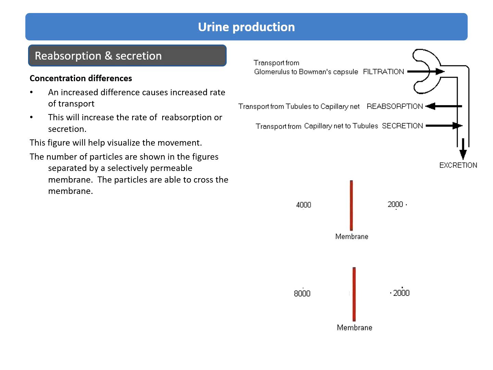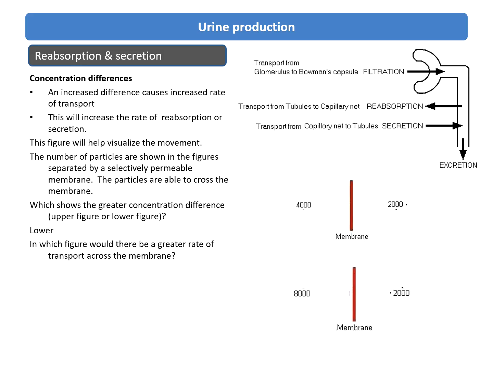The number of particles are shown in the figures separated by a selectively permeable membrane. The particles are able to cross the membrane. Which shows the greater concentration difference, the upper figure or the lower figure? Well, it's the lower figure, 8,000 on one side, 2,000 on the other side. In which figure would there be a greater rate of transport across the membrane? The lower figure.